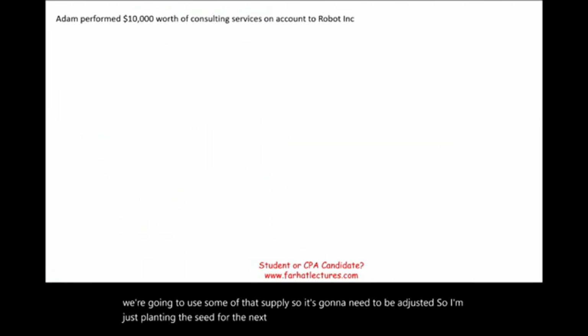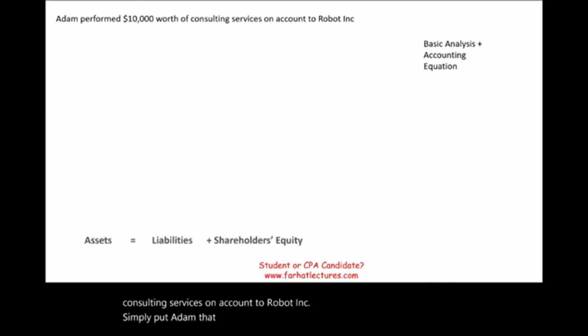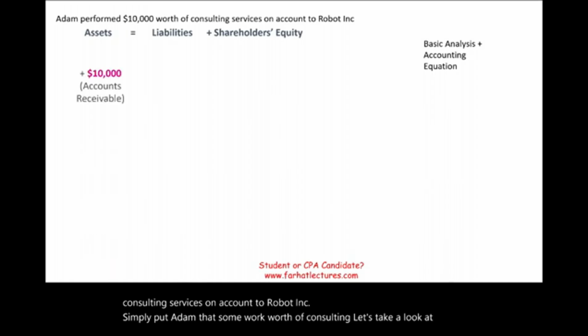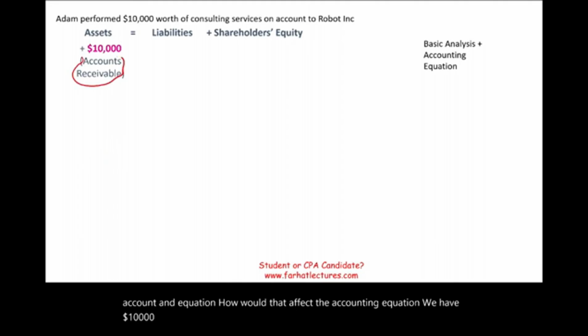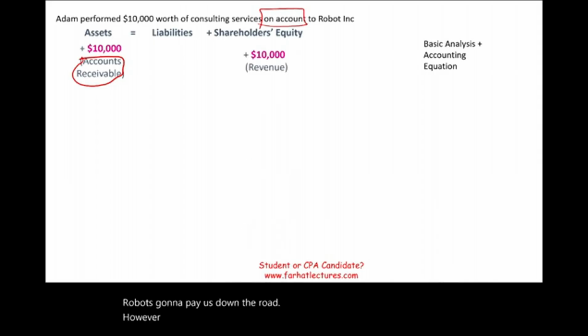Adam performed 10,000 worth of consulting services on account to Robot Inc. Simply put, Adam did some consulting work. Let's take a look at the accounting equation. How would that affect the accounting equation? We have $10,000 more in accounts receivable. We did the work. It was on account. Robot's going to pay us down the road. However, since we did the work, we can recognize the revenue.